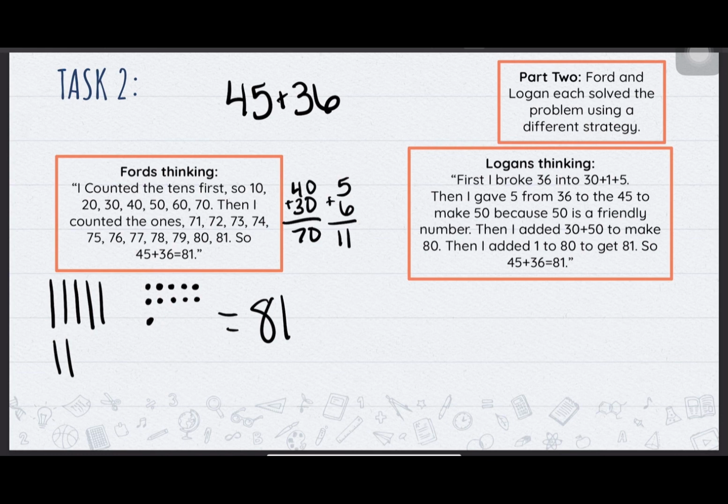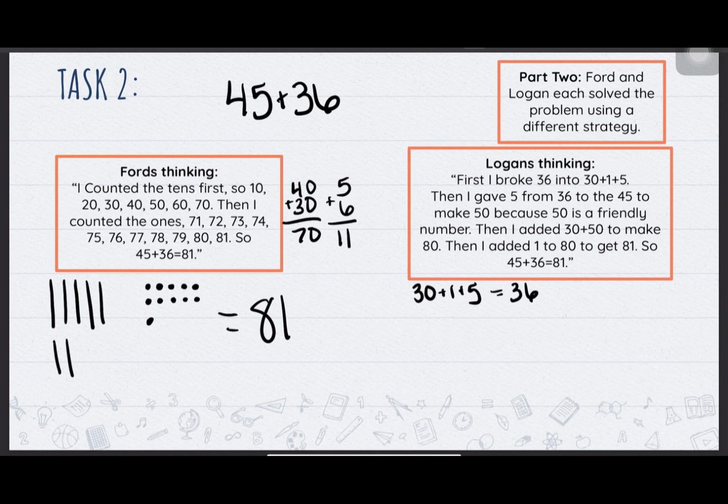And Logan's thinking. So he said he broke 36 into 30 plus 1 plus 5. So we're going to write that. 30 plus 1 plus 5. That would get us our 36. He said, then I gave 5 from 36 to the 45 to make 50 because 50 is a friendly number. Then Logan said that he added 30 plus 50 to make 80. Then he added 1 to 80 to get 81.